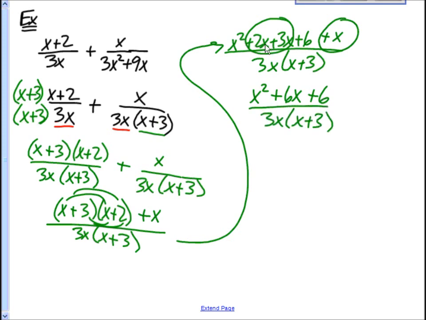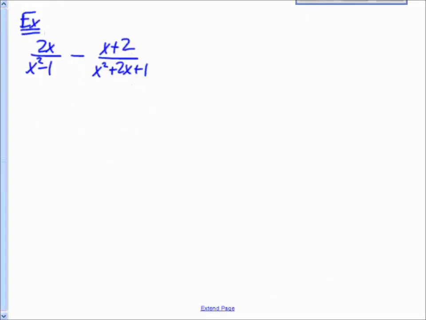And you notice the x squared plus 6x plus 6 does not factor, so nothing will cancel out, going back to last section. So you gotta just circle it right there, you're done. Okay, so x squared plus 6x plus 6 over 3x times x plus 3, with a regular old number.